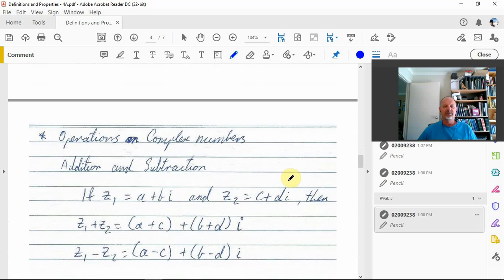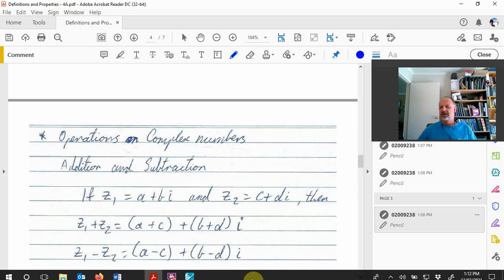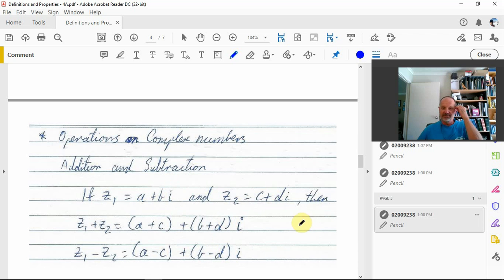Here's the next one. Operations. Again, you've done these kind of things. So if you've got additions and you want to add two together, then what we do is we add the parts. If we're wanting to add Z1 and Z2, then we look at the real parts, a and c, and we add them. The imaginary parts are b and d, and we add them together. And same if we were subtracting. With Z1 minus Z2, then we would subtract.